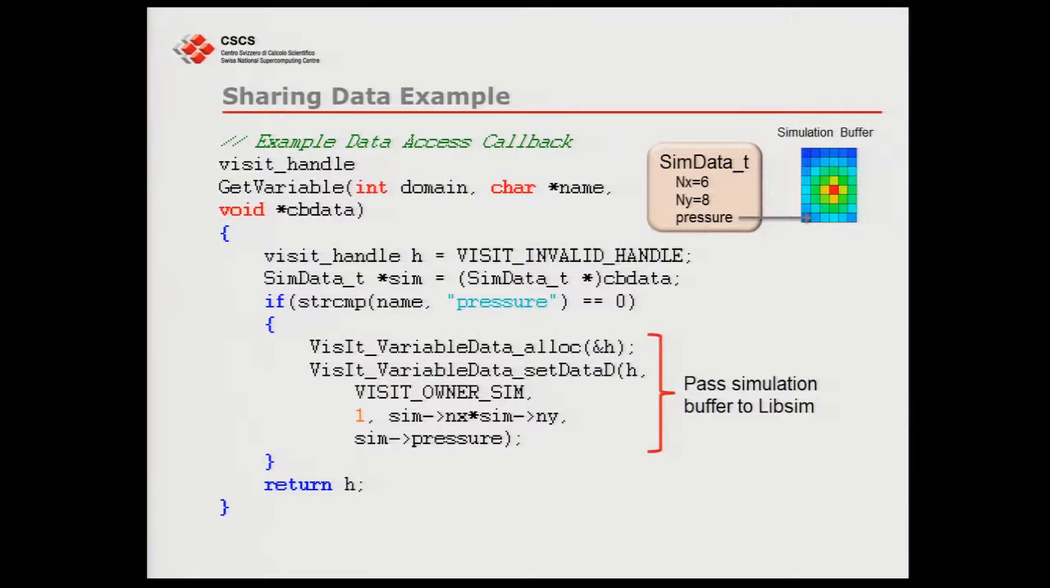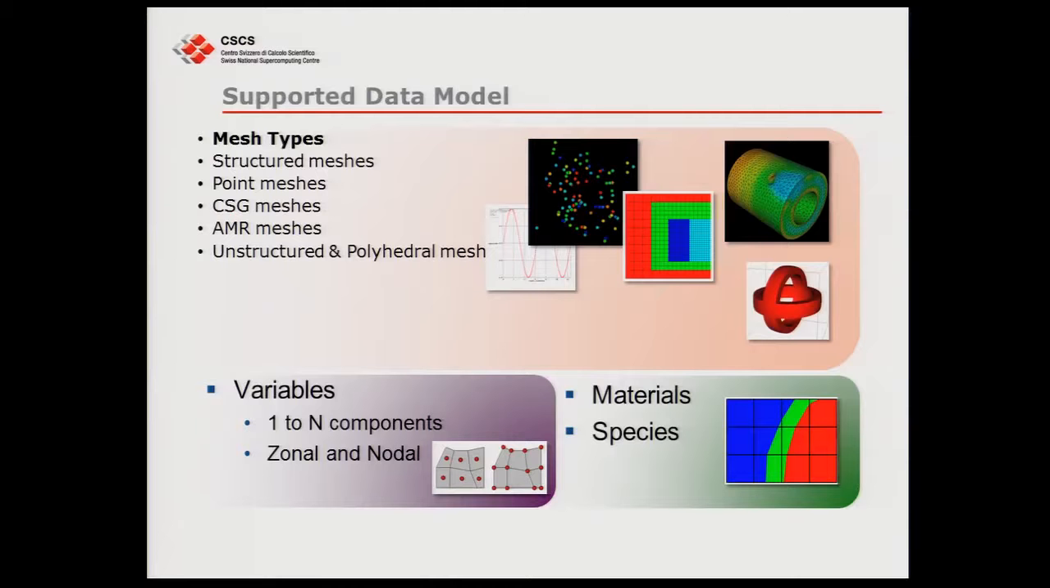What does that mean? It means that VisIt has no right to override the data, so it's read-only. And the other thing is that the simulation is responsible for the allocation and the deallocation of the memory. So everyone knows what their job is in terms of memory allocation and so forth. What can be done? Any data type which VisIt supports already today can be provided by the simulation. So all those different things we've seen as examples.